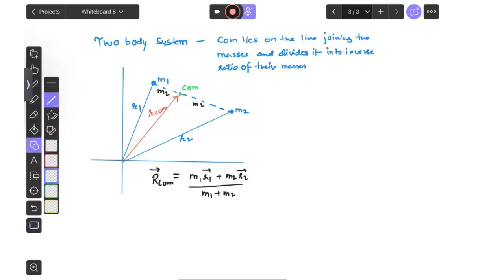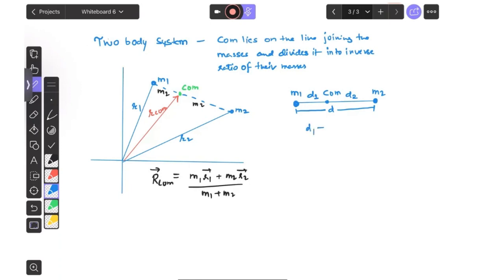And you should know this result. Suppose I give you a case where you know the separation between two point masses, say D. Wherever the center of mass is, it divides the line joining the masses in the inverse ratio of their masses. Suppose M1 lies at a distance D1 from the center of mass, and M2 is at a distance D2 from the center of mass.